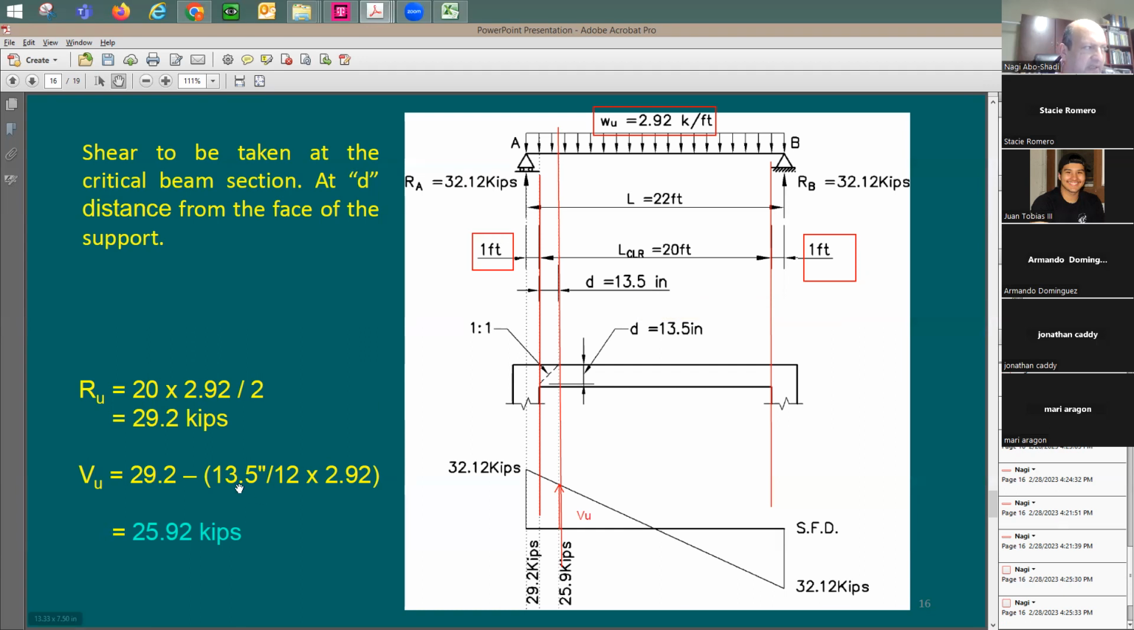Okay, here we go. 13.5 divided by 12, right? If you like to add also this 1 foot, you can add it. So someone here can say V sub U equals the reaction. How much is the reaction? It's going to be 32.12.